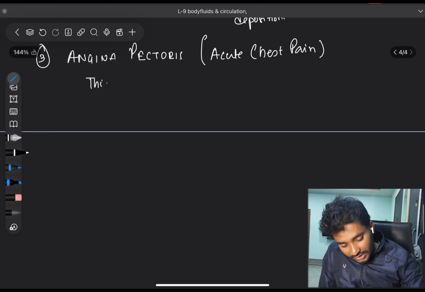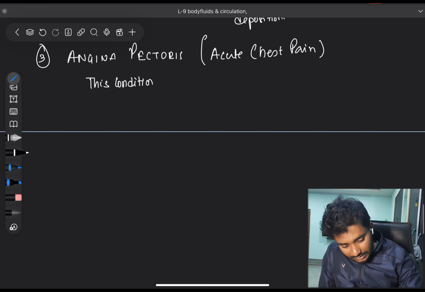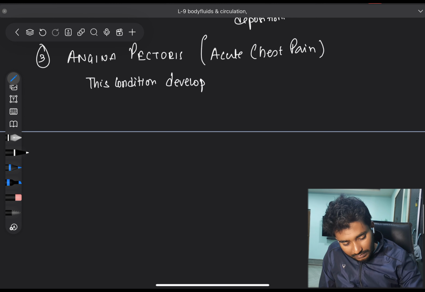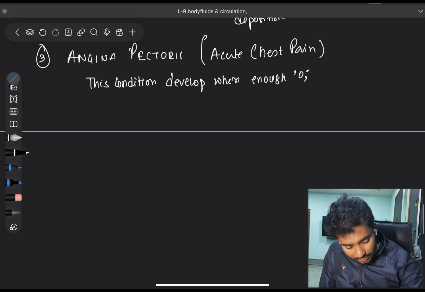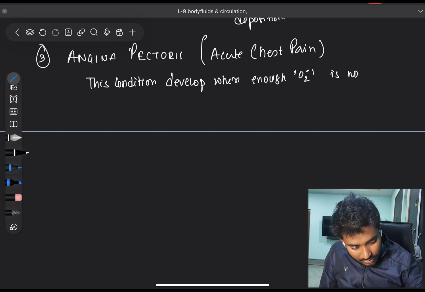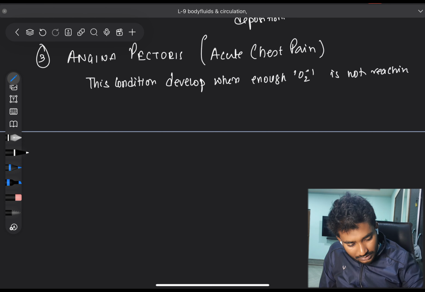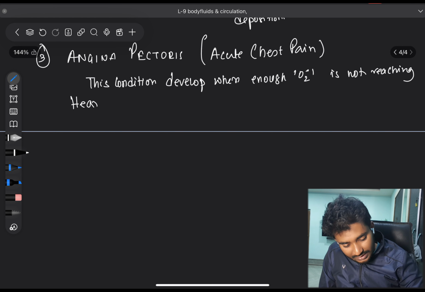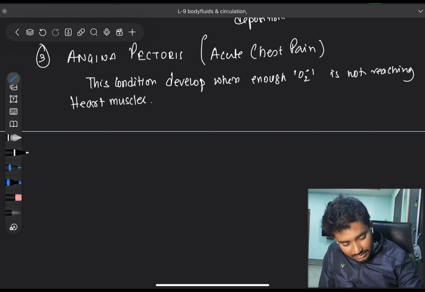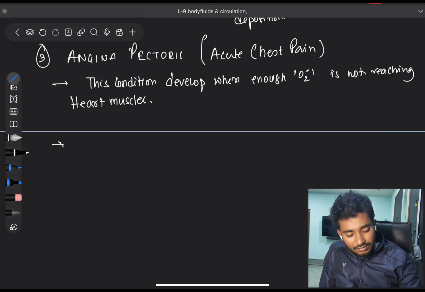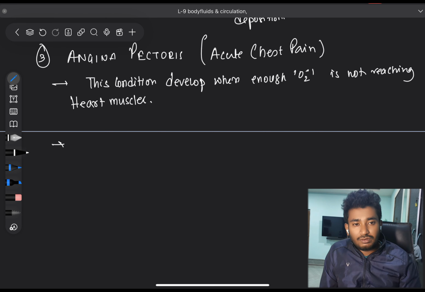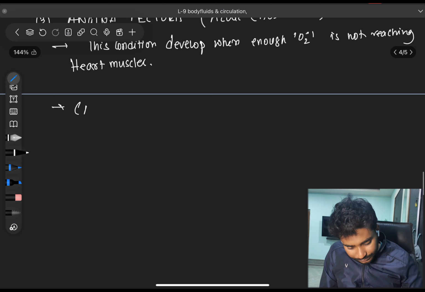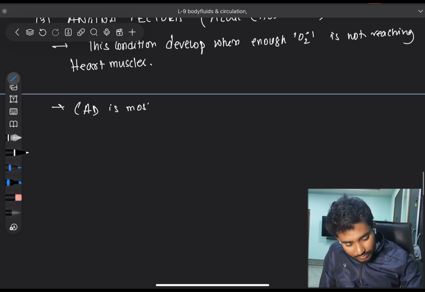Now this condition develops when enough oxygen is not reaching the heart muscles. Okay, when enough oxygen does not reach the heart muscle, this acute chest pain occurs due to deficiency of oxygen. So CAD, coronary artery disease, is the most common reason for angina.